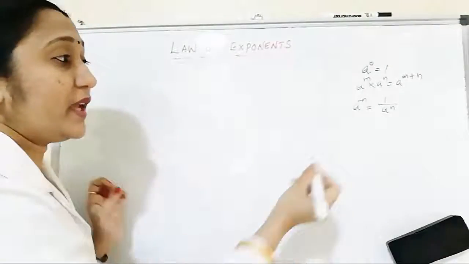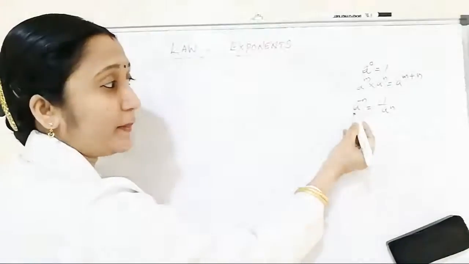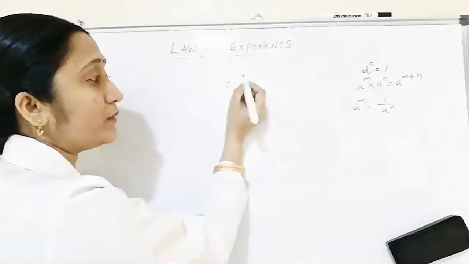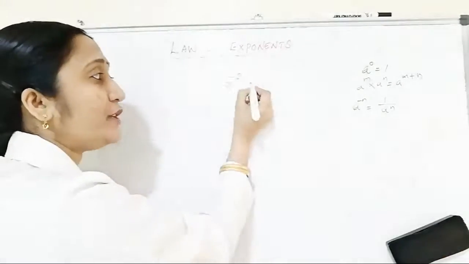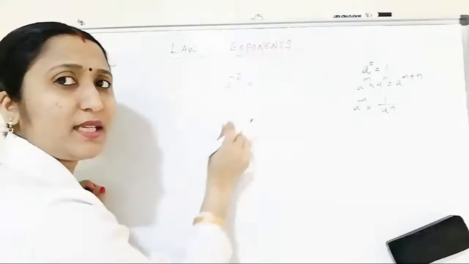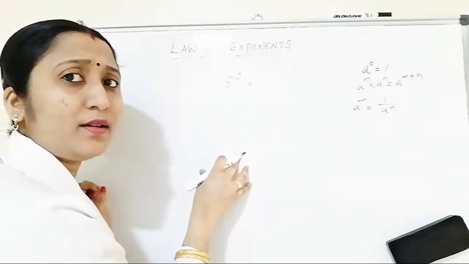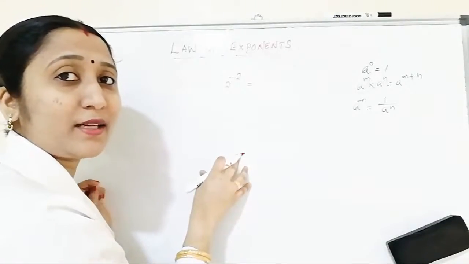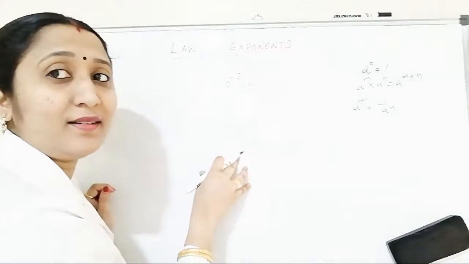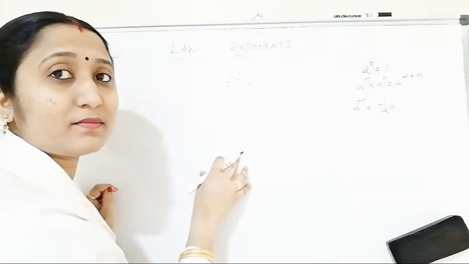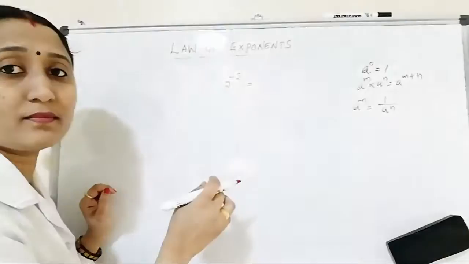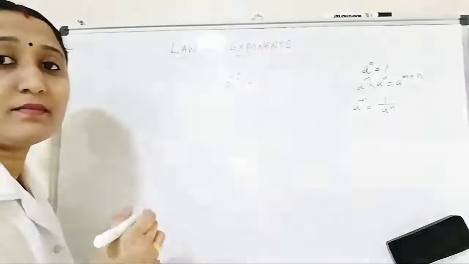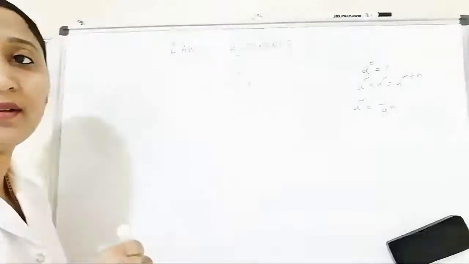Okay, then a raised to minus n, that means a real number to the power of a negative value. That means 2 raised to minus 2, which is nothing but, is it clear or not? I think it is not clear. One second.